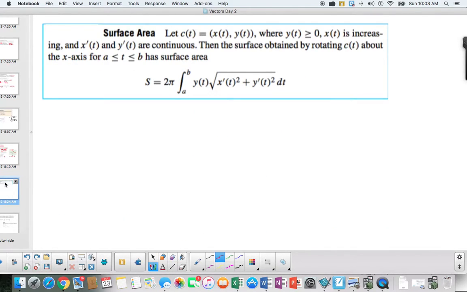Okay, surface area, how's that going to change? Remember, this is the arc length part, and then this is the 2 pi r. Remember, this is the height of the radius of the strips that are going around.